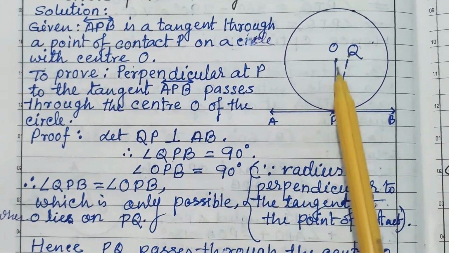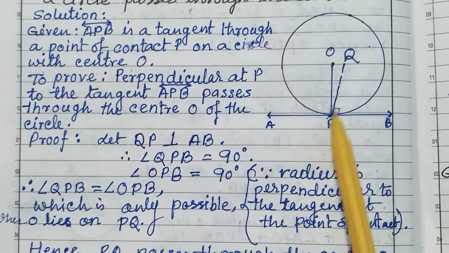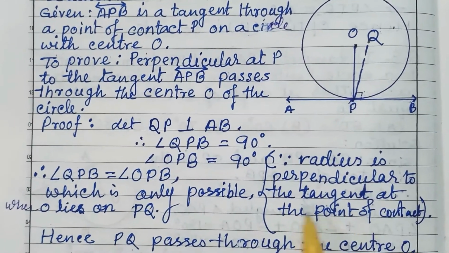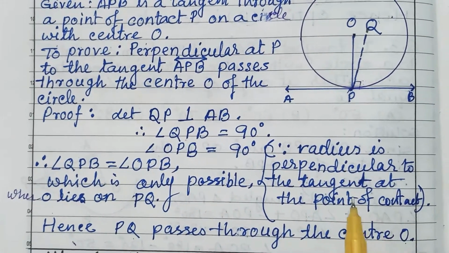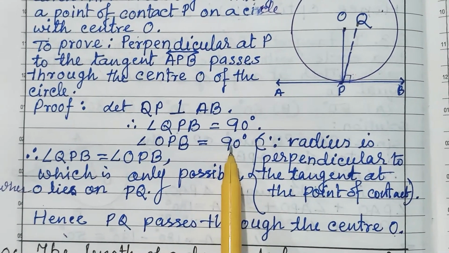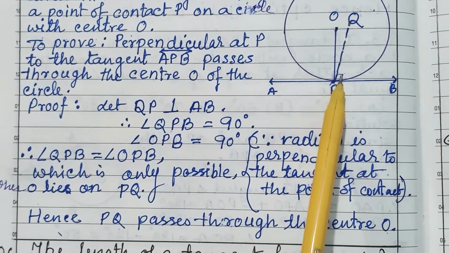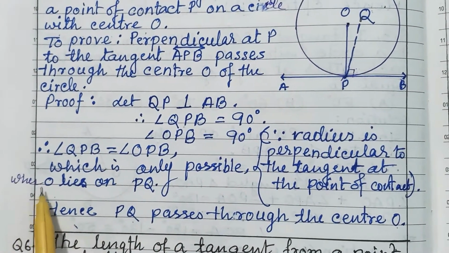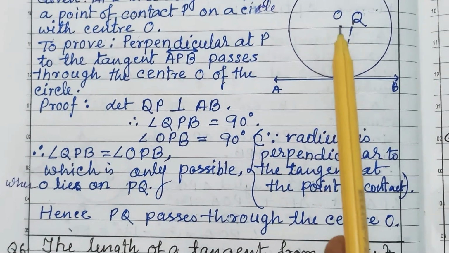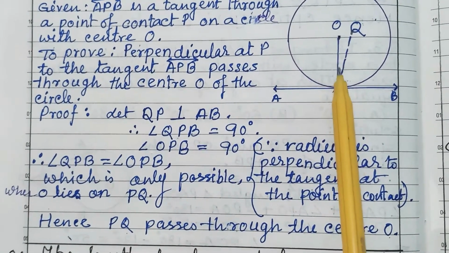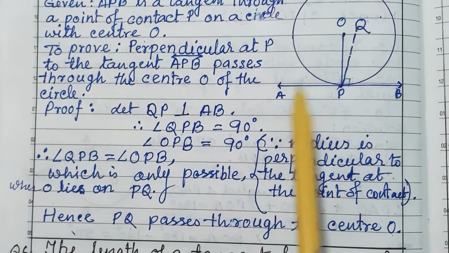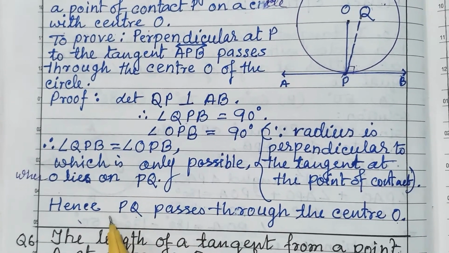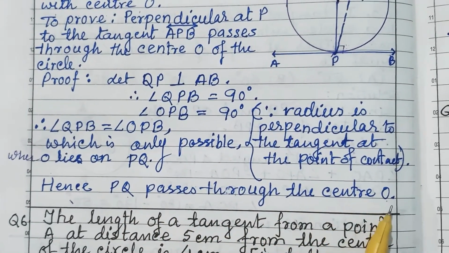And angle OPB is also 90 degrees because it is a radius, and we know the theorem that the radius is perpendicular to the tangent at the point of contact. So because of that it is also 90 degrees. At the same point two angles are 90 degrees. It is only possible when O lies on PQ. When O lies on PQ, meaning these two lines are the same line, only then can these two angles be equal. So hence PQ passes through the center O.